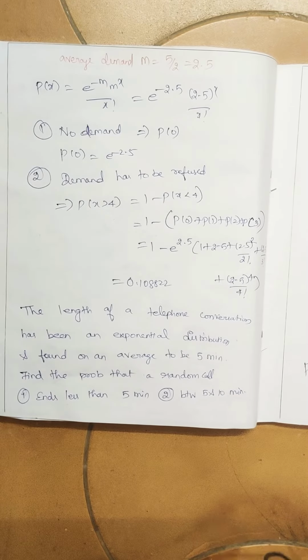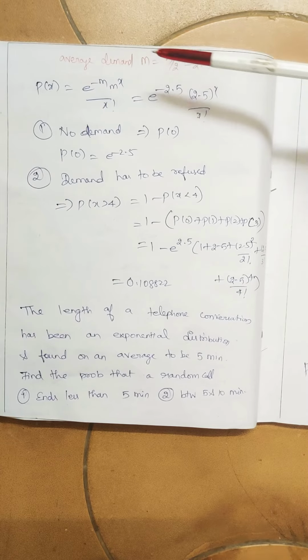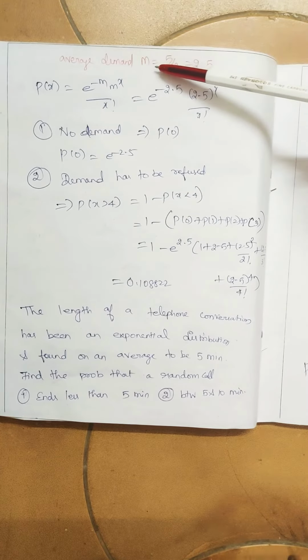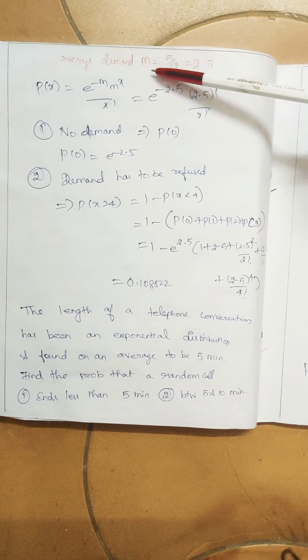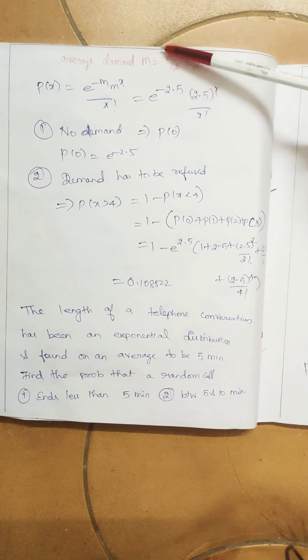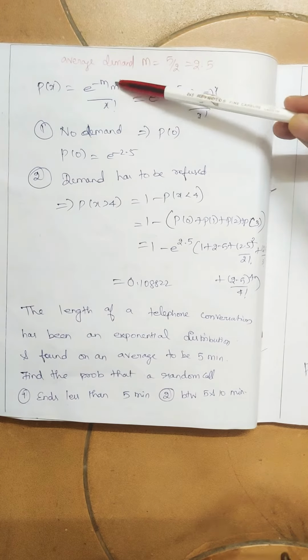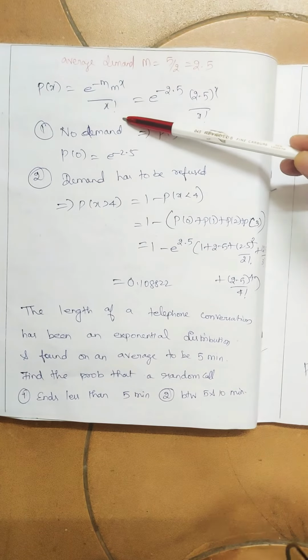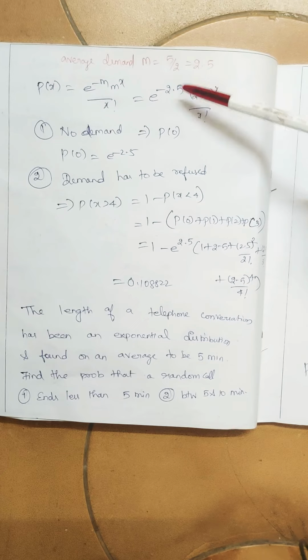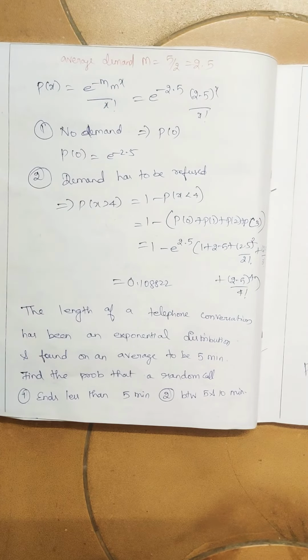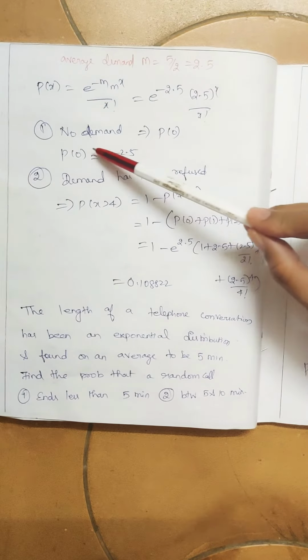Hope you might have solved this problem. So this is the explanation. Average demand they have given. So it means average in Poisson distribution is nothing but m. So m is equal to 5 by 2. If you write it in decimals, 2.5. This is the formula, e power minus m, m power x by x factorial. So replace m by 2.5. So you got this. Now what is the first question?